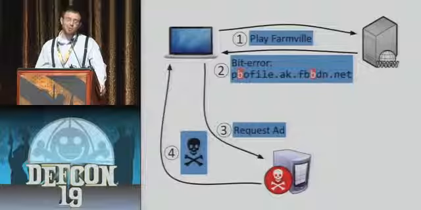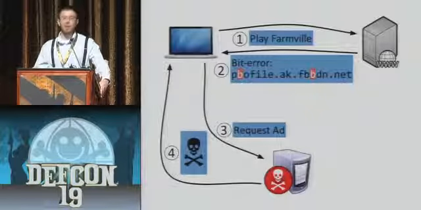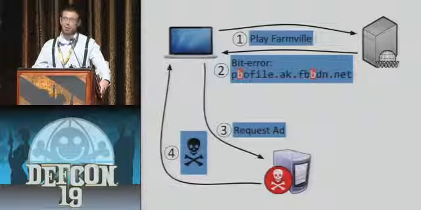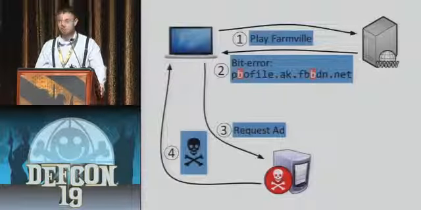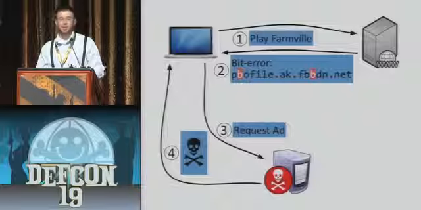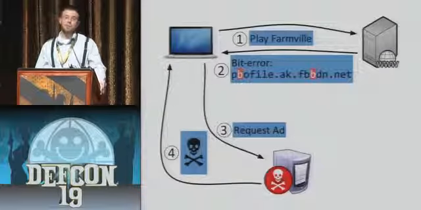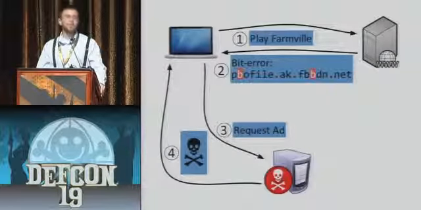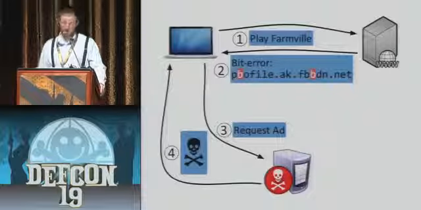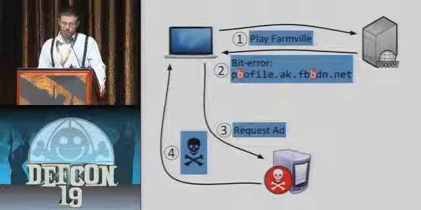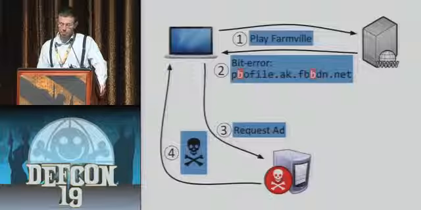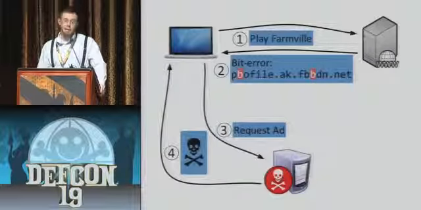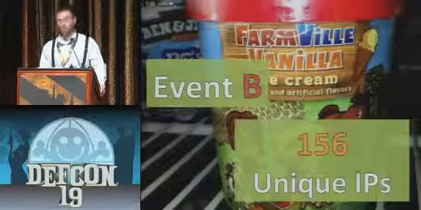Once again, an overview. You're doing nothing wrong, going to play some Farmville. A bit error happens somewhere outside of your control in either Facebook or the Farmville servers. This bit error gets cached and served up to 1,300 people, and those 1,300 people request ads from me instead of from Farmville. And that's event A. Event B was 456 unique IPs, and the cause of that was also Farmville.